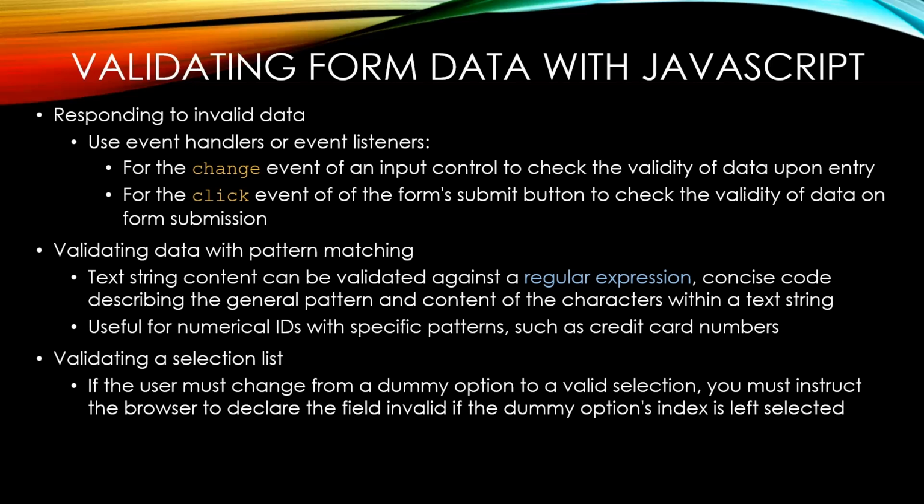We can also validate a selection list. If the user is going to change from the dummy option to a valid selection, you must instruct the browser to declare the field invalid if the dummy option's index is left selected. For example, the default for a pull down is a blank and you want that user to select an option. You then have to tell the code that the blank, even though it is in my list, is an invalid option.